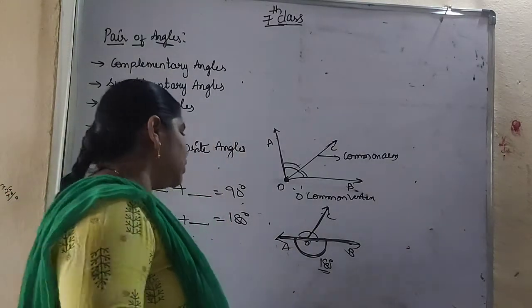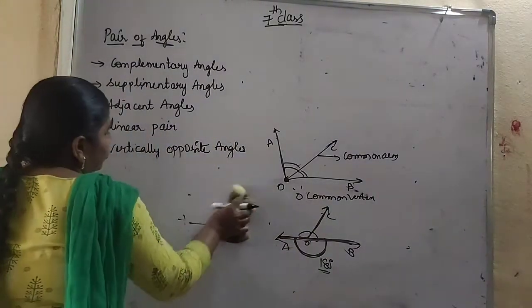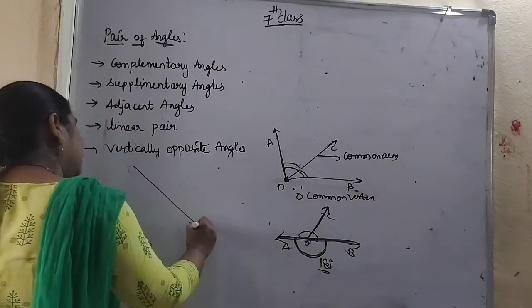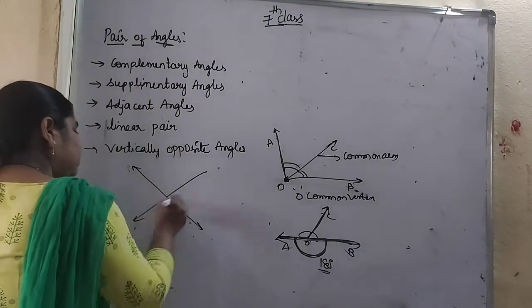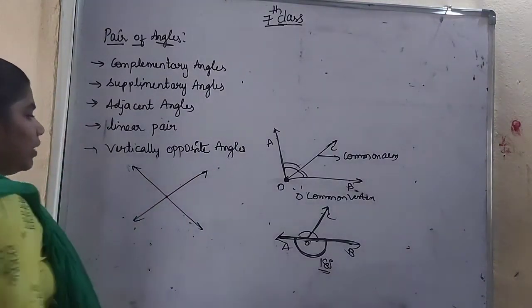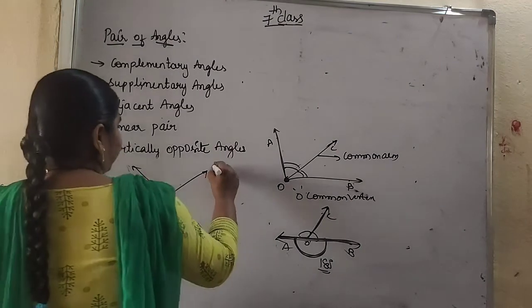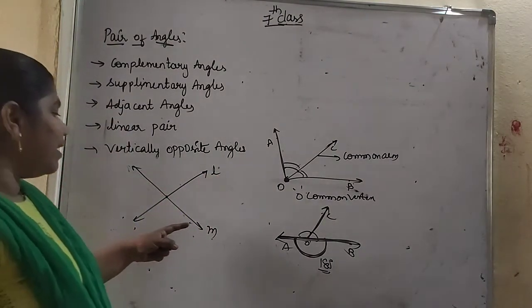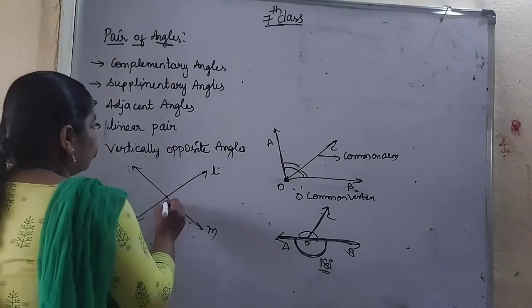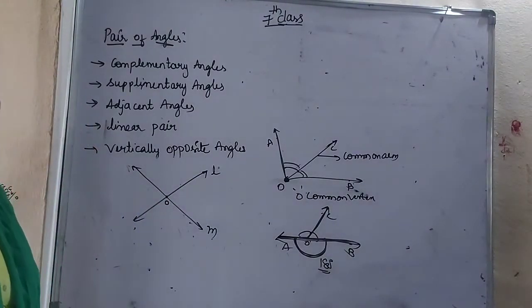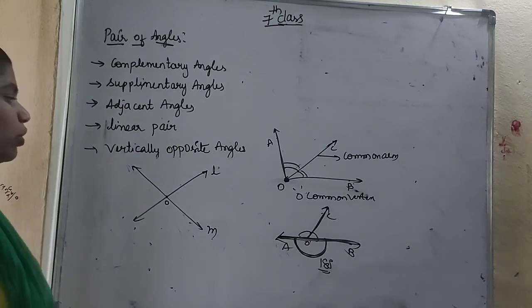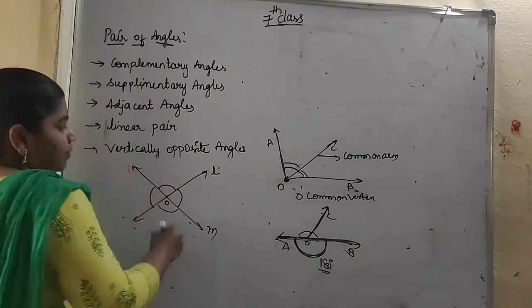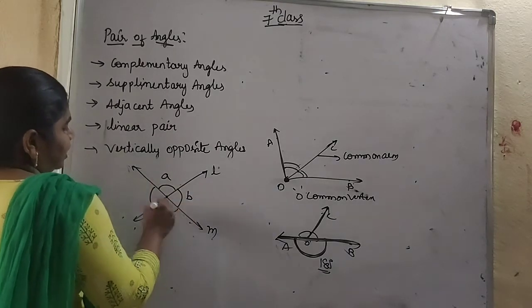Okay. And next is vertically opposite angles. What do you mean by vertically opposite angles? If any two lines are intersecting at one point. I am taking it as L and this as M. Line L and line M are intersecting at a point O. Okay. After intersecting at point O, 4 different angles has been formed. I am taking it as A, B, C, D.